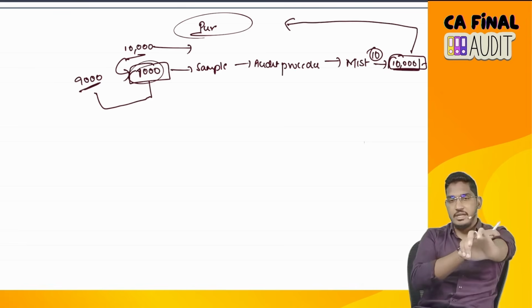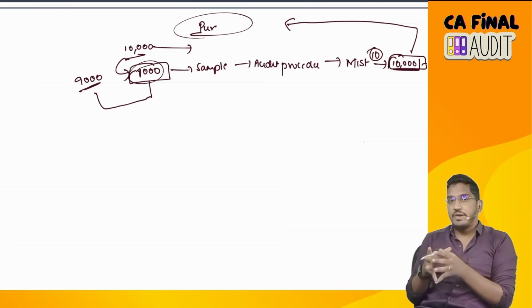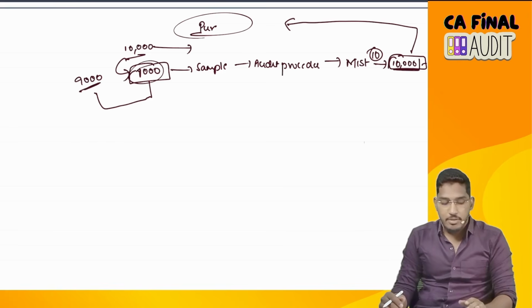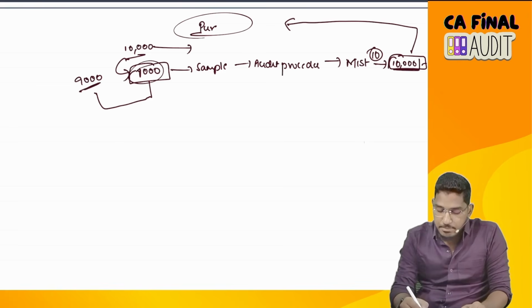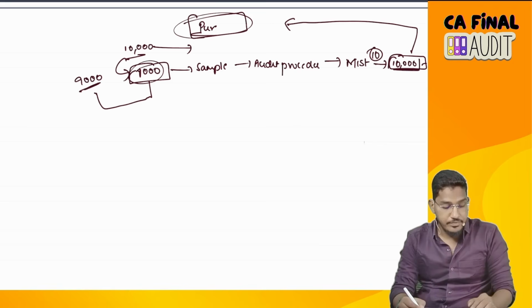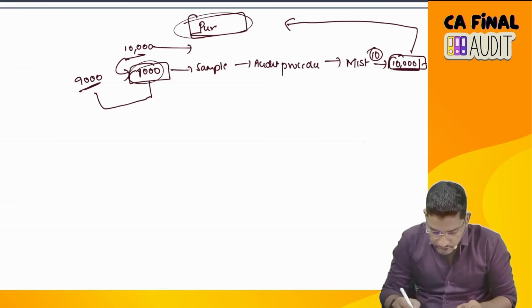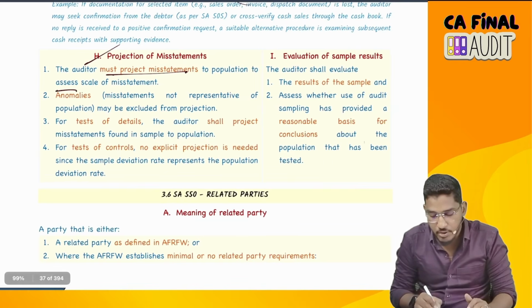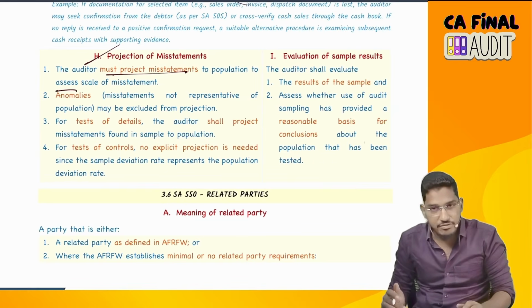I hope you guys are able to understand. If in my sample I am able to find these many misstatements, how many misstatements could be there in my entire population? That estimation I have to do, that process I call projection. So that is what they say: the auditor must project the misstatements to the population to assess the scale of misstatement.